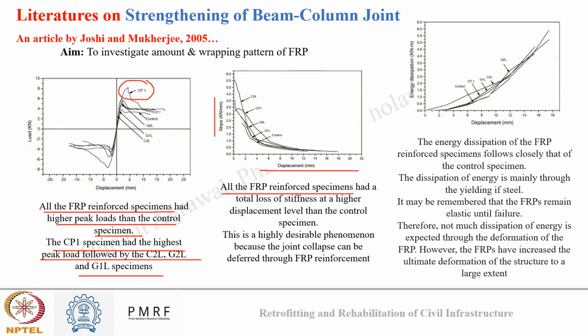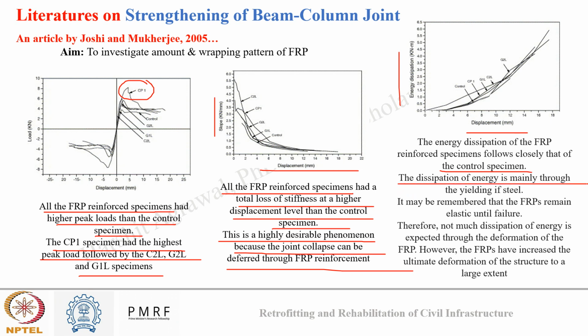All FRP reinforced specimens had a total loss in stiffness at higher displacement than the control sample. This was observed in all the samples. This is a highly desirable phenomenon. Why? Because the joint collapse can be deferred through FRP reinforcement like this. And this is an energy dissipation versus displacement curve. You can see it closely follows the control specimen.